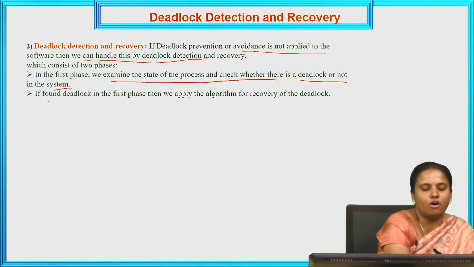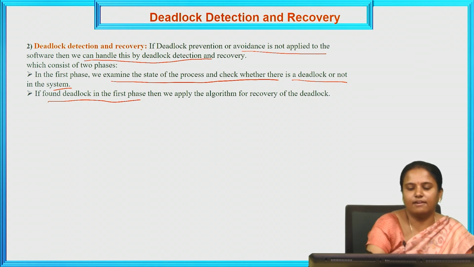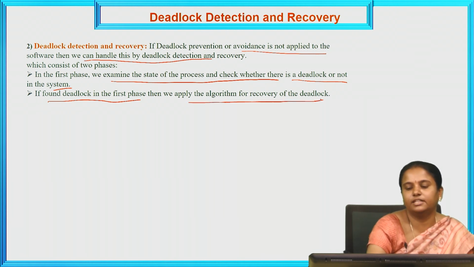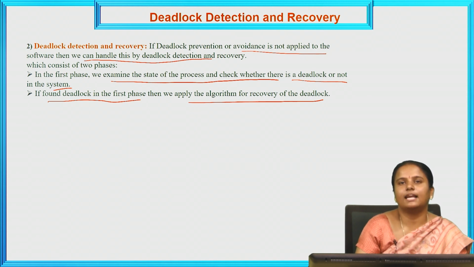If a deadlock is found in phase 1, then in the next phase we apply the algorithm for recovery of the deadlock. What is the algorithm we are going to use to recover? This algorithm is nothing but Banker's algorithm. If the deadlock is found in the first phase, then we apply the algorithm for recovery of the deadlock, and the algorithm chosen here is Banker's algorithm.